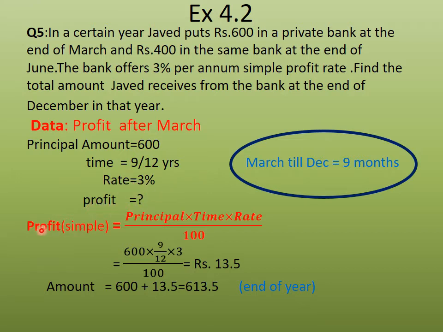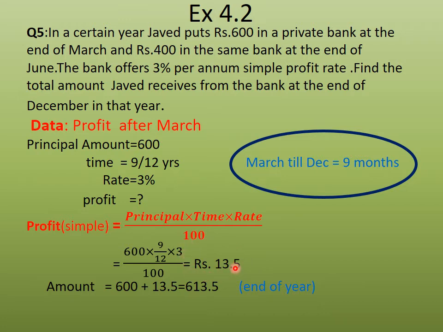We will know the formula of profit. This is the formula of profit. Put all the values. As you know, time was 9 months. We converted into a year. It would be 9/12. Now putting all the values, simplifying, then after simplifying we will get profit is 13.5.